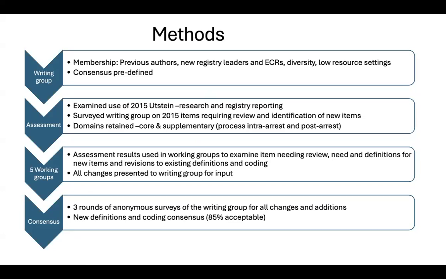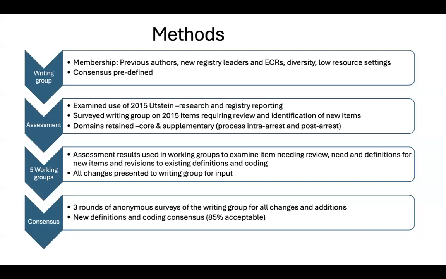To start with, we examined the use of the 2015 Utstein. We looked at all of the citations that used it in terms of research, and we also looked at some of the registry annual reports so that we could see how the data was being used and whether it was actually being used, each variable. And we collated all of that information, and we also surveyed the writing group on the 2015 items and decided what needed to be reviewed. And we also, at that point, identified any new items that we would want to include.